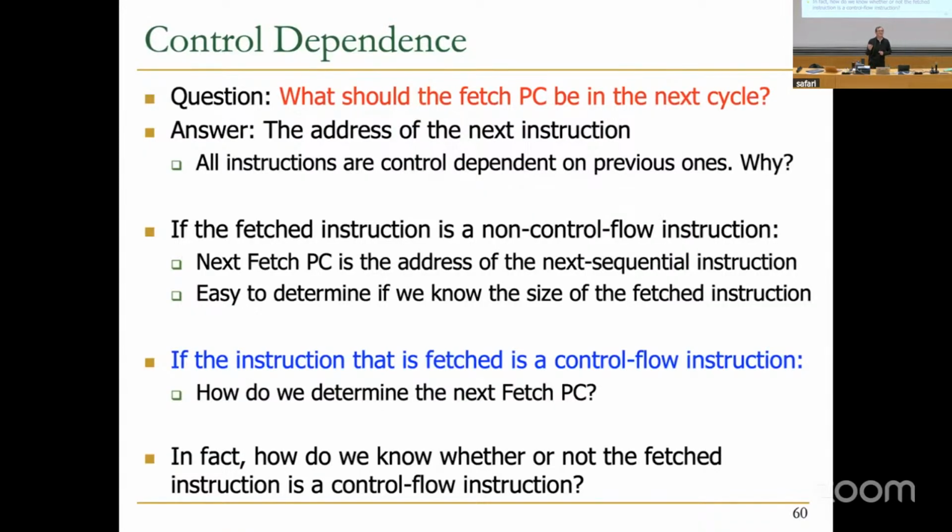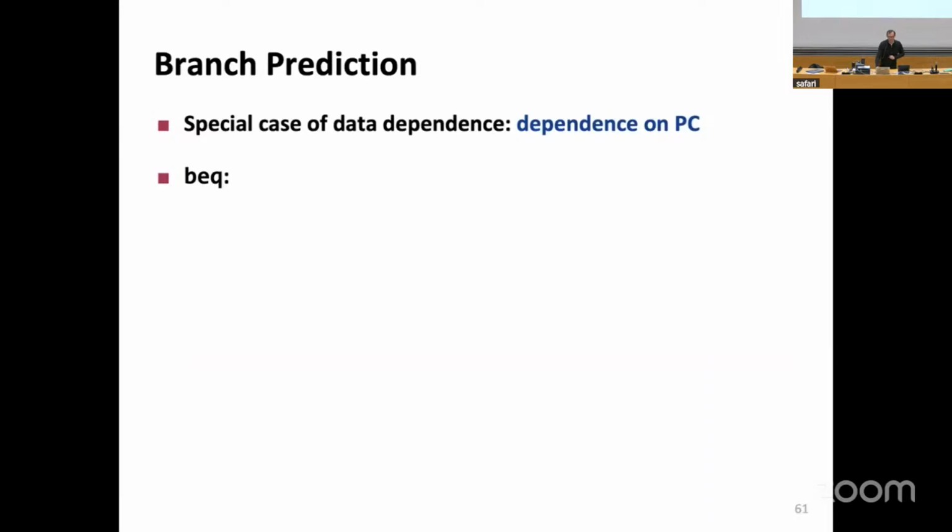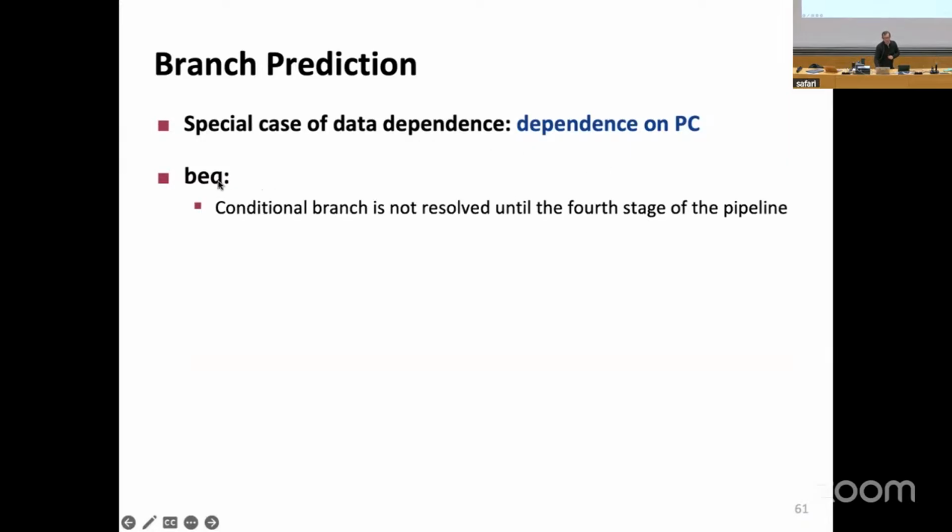That's why this is so fundamental. Because of the sequential control dependence that we have and control flow dependence, we need to be very careful. So essentially, you can do something called branch prediction, which we will see more. This is a special case of data dependence, dependent on the PC. Remember, BEQ, conditional branch, is not resolved until the 4th stage of the pipeline, when we actually execute in the ALU, produce the result, latch the result, and then actually change the program counter from the latched output of the ALU.